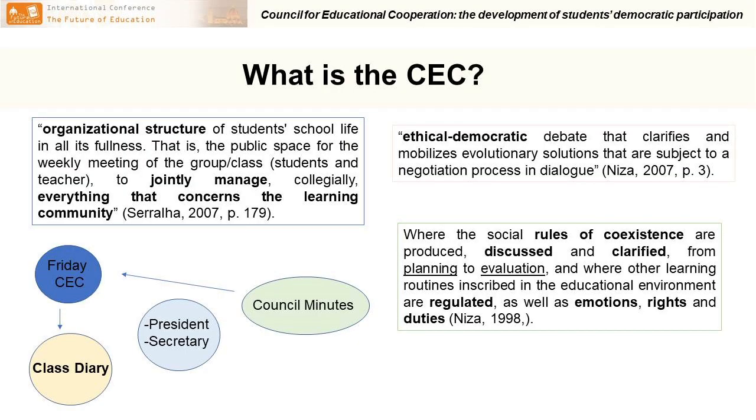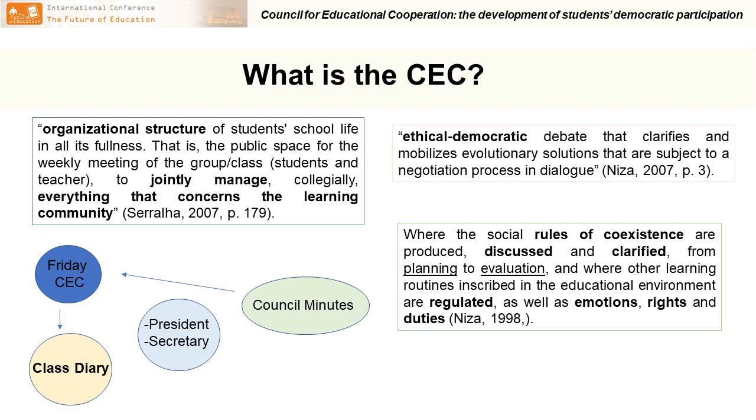First off, we must clarify and specify what exactly the Council for Educational Cooperation is. We'll try to do it briefly and in a way that anyone listening can quickly understand. These authors, for example, Serralha, define it as an organizational structure of students' school life in all its fullness. That is, the public space for the weekly meeting of the group or class, students and teacher, to jointly manage collegially everything that concerns the learning community.